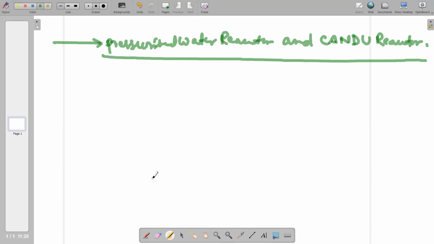Okay, so we have discussed the working principle of pressurized water reactor, Candu reactor and boiling water reactors. So today we will see some video related with the pressurized water reactor and Candu reactor.